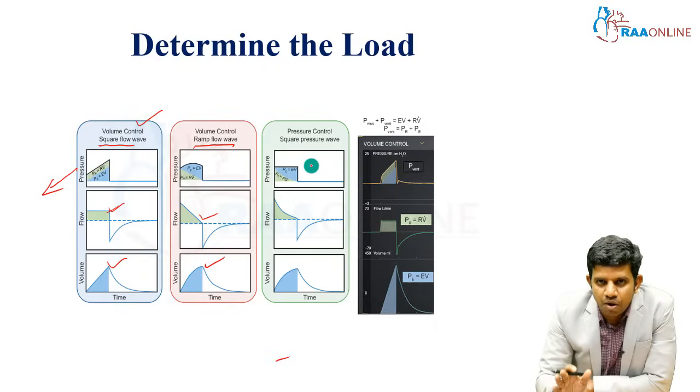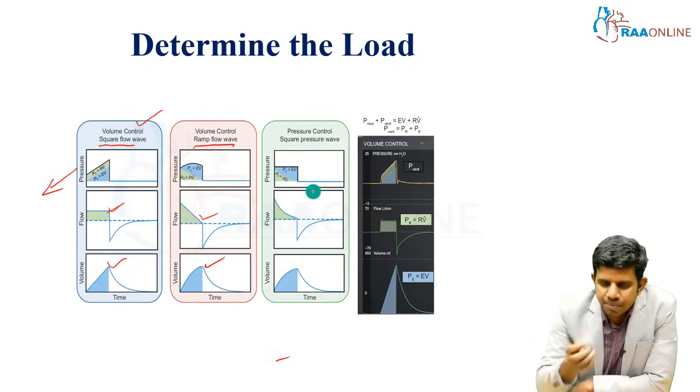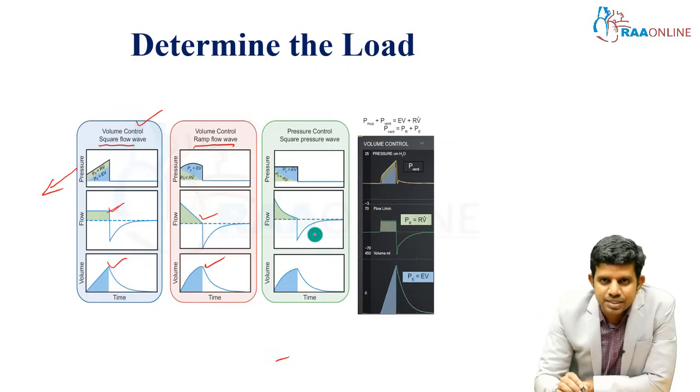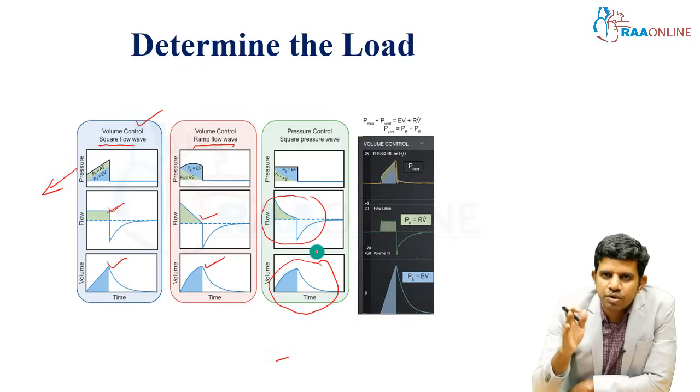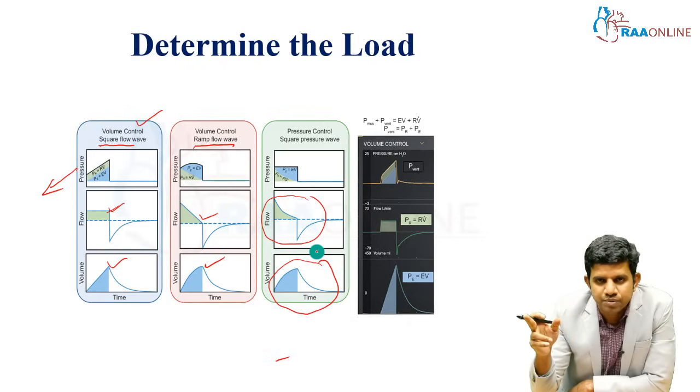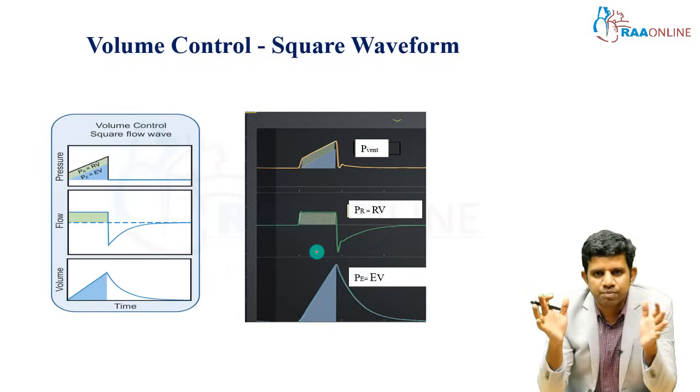In the pressure control mode, the pressure is the independent variable. It is set by the operator in the ventilator. Irrespective of my resistance and compliance, the pressure will be constant. So if I want to know the resistance and compliance, I have to see the flow waveform and the volume waveform. In the volume control mode, you will see the pressure time scalar; in the pressure control mode, you will see the flow and volume scalar. This is very important.